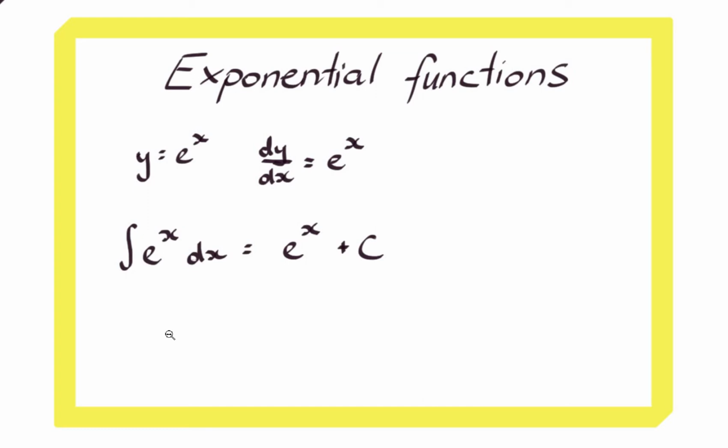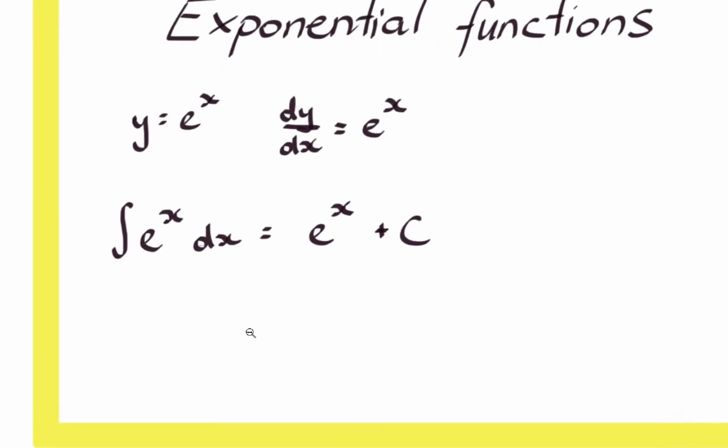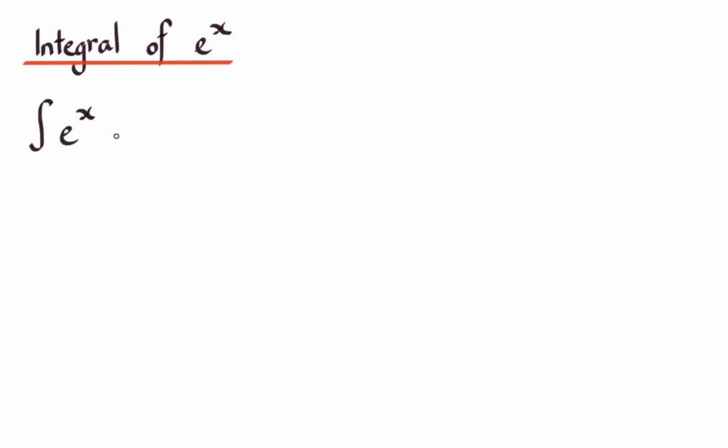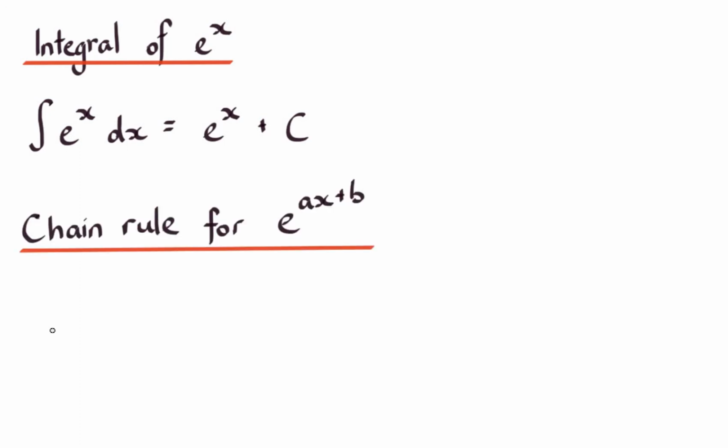So let's write this down properly, and then we'll also look at the chain rule as well. So the integral of e to the x with respect to x is e to the x plus c. What about the chain rule? How do we work out the integral of e to the power of ax plus b?